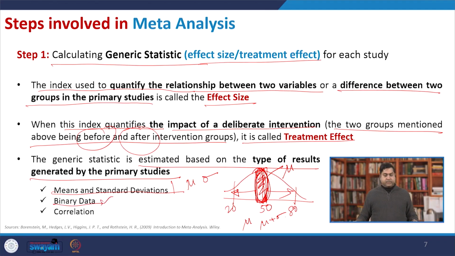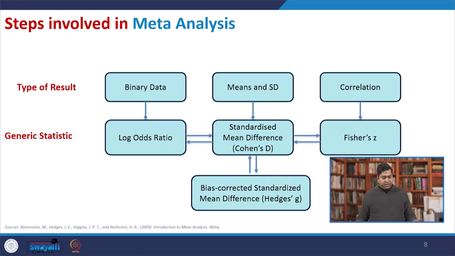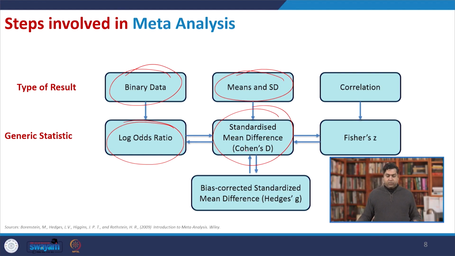Some studies may represent binary data, or maybe the correlation between two variables. Whenever you go for binary data, the generic statistic that we develop out of all primary studies is the log odds ratio. Whenever you have means and standard deviations, we go for the standardized mean difference, where we can use Cohen's d statistic, or, for the bias-corrected standardized mean difference, Hedges' g statistic. These are some statistics by which we can calculate the effect size. If it is a correlation among variables, like parents' income and the decision, then we have Fisher's z as our generic statistic.